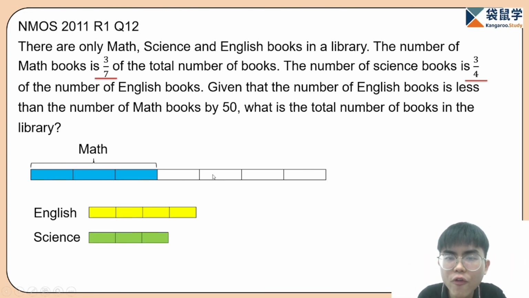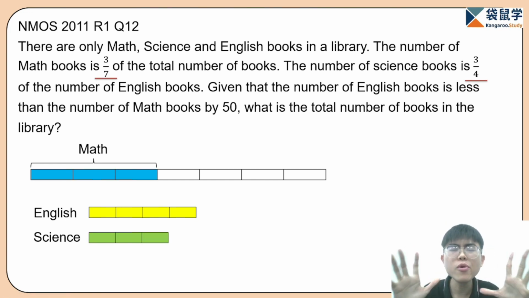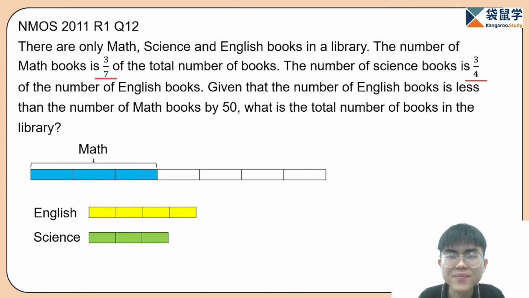So the remaining 4 units here on the first model, what does it represent, guys? It is the sum of English and science book. But English book have 4 units and science book have 3 units, which is a total of 7 units. How do we distribute them into the 4 units? No worry, let's observe together, okay?